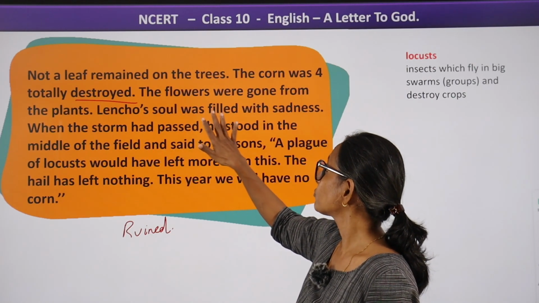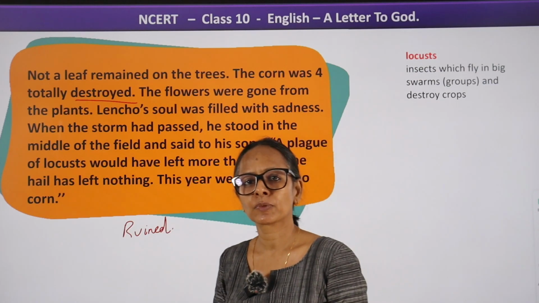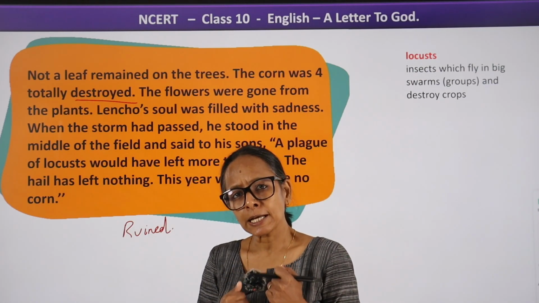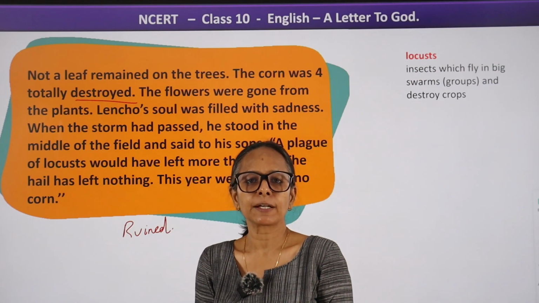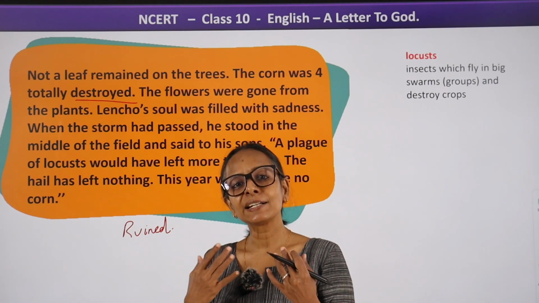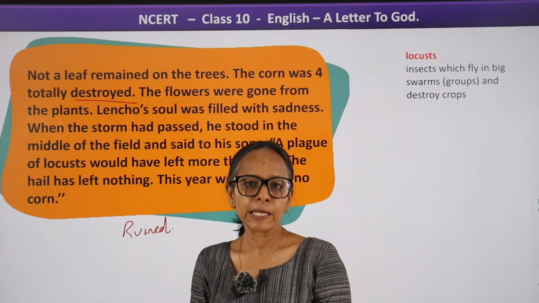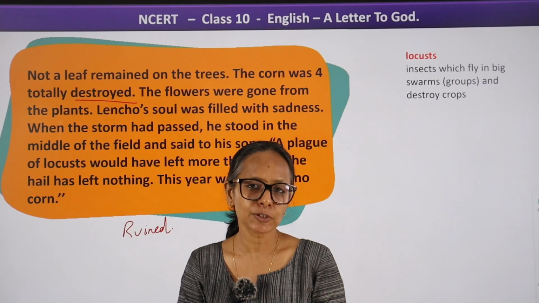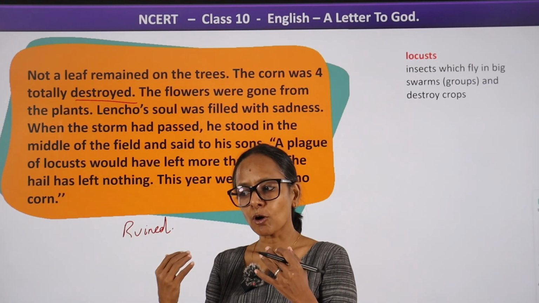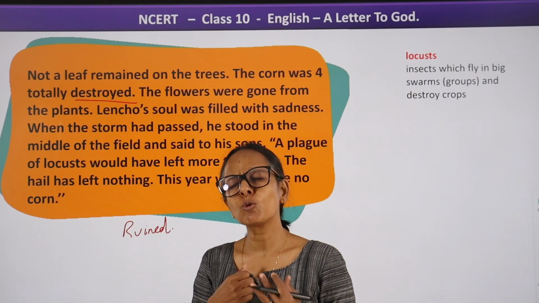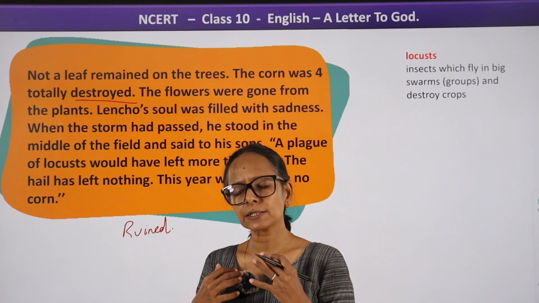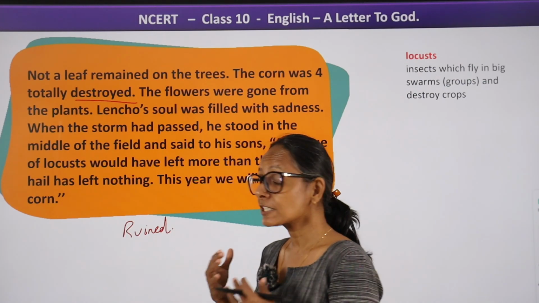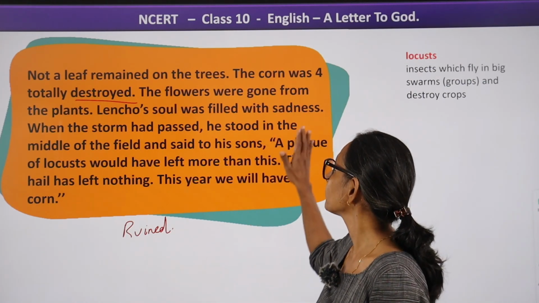"Lencho's soul was filled with sadness." Deep inside him, he felt so much sadness because his entire family's well-being depended on the money that he could make from the crops that he could sell. Now the corn is completely ruined and his whole inside is filled with such sadness. It's really such a sad thing to happen.